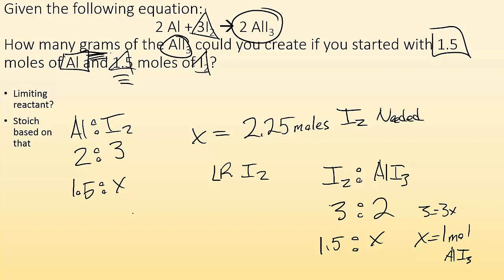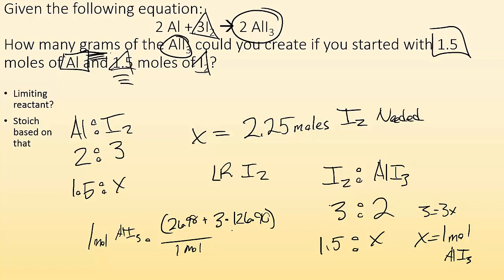And I'd be done if it wasn't for the fact that they asked for my answer in grams. So now I have to do 1 mole of AlI3 times the GFM of AlI3, right? So I look up aluminum, which is 26.98 grams per mole, and I have to look up 3 times iodine's mass, 126.90, and I do all that math and I get a mass of 407.68 grams as my final answer.